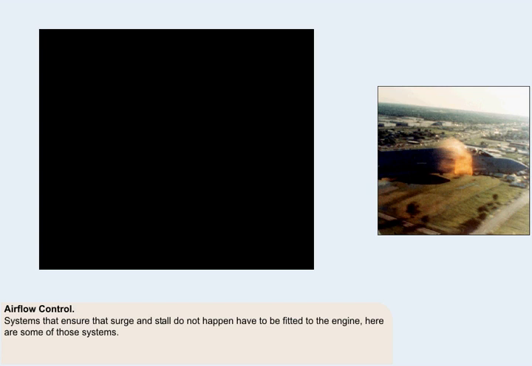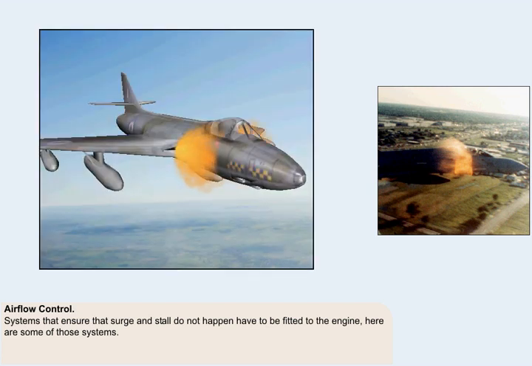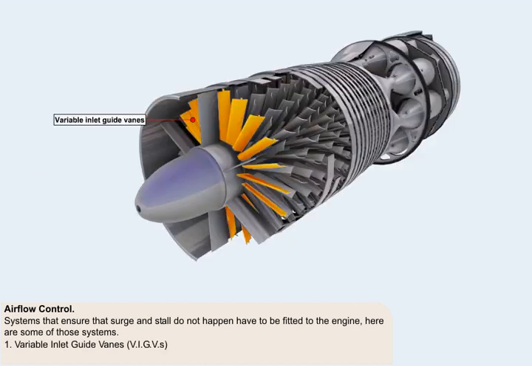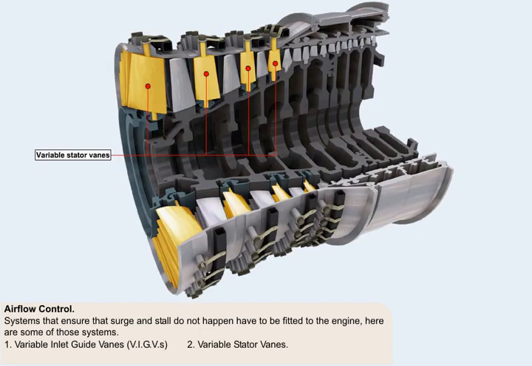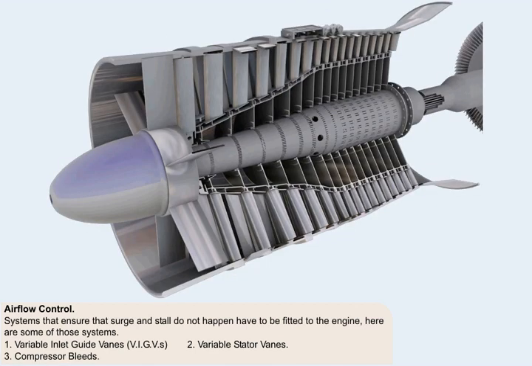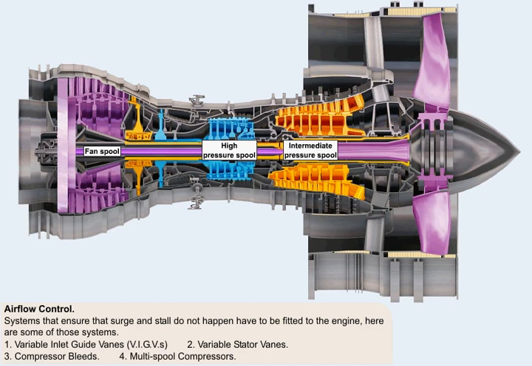Systems that ensure that surge and stall do not happen have to be fitted to the engine. Here are some of those systems. Variable inlet guide vanes, or VIGVs. Variable stator vanes. Compressor bleeds. Multi-spool compressors.